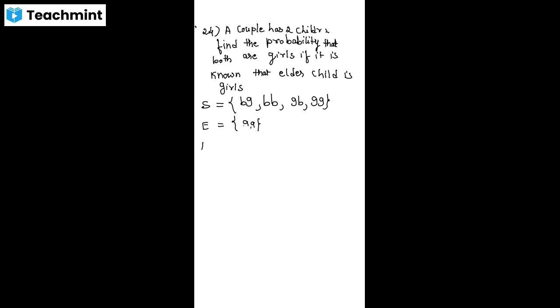The condition that is given, let us consider it as A. Consider A: the elder child is a girl. So what are the possible outcomes we are getting? The first one should be a girl. Girl boy we will get. Next both girls we will get. So these are the possible outcomes.